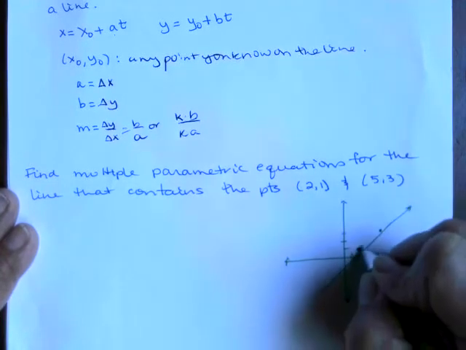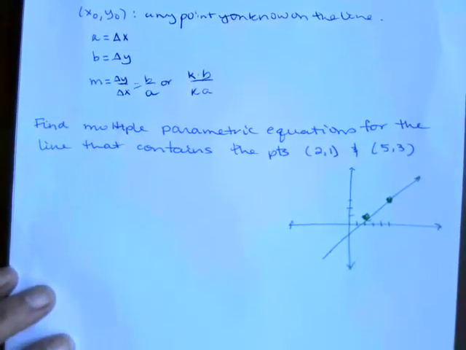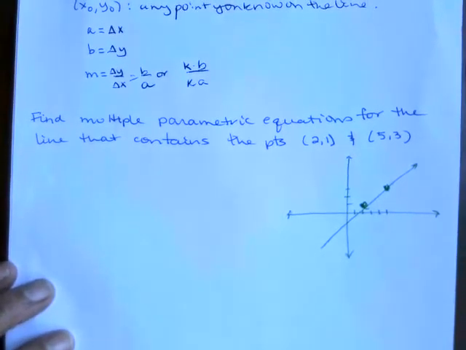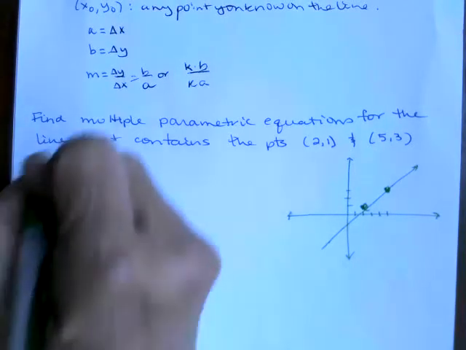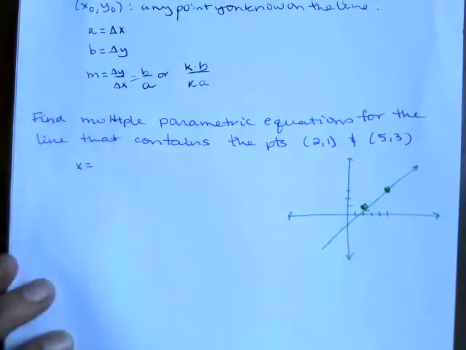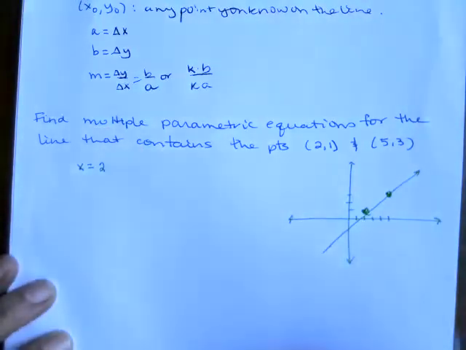There we go. So we could find just the equation y equals mx plus b for it, but we're looking for the parametric equations. So kind of like the first step, x equals, pick one of your points. I'll take the smaller one. So x naught is going to be the 2.